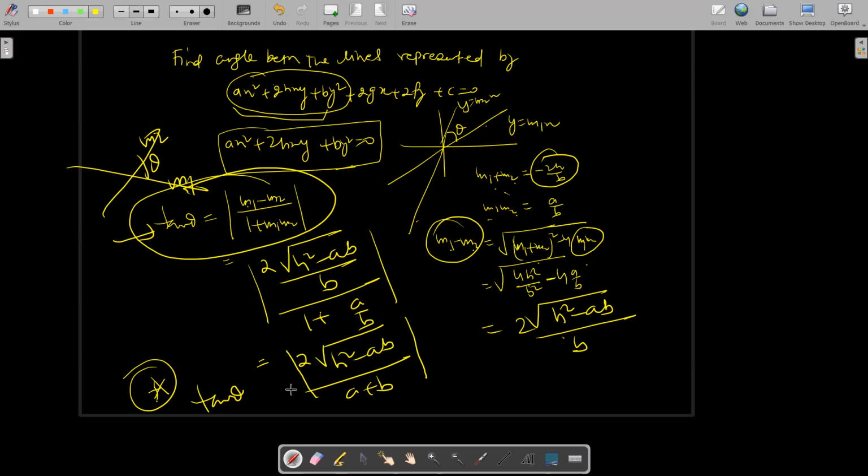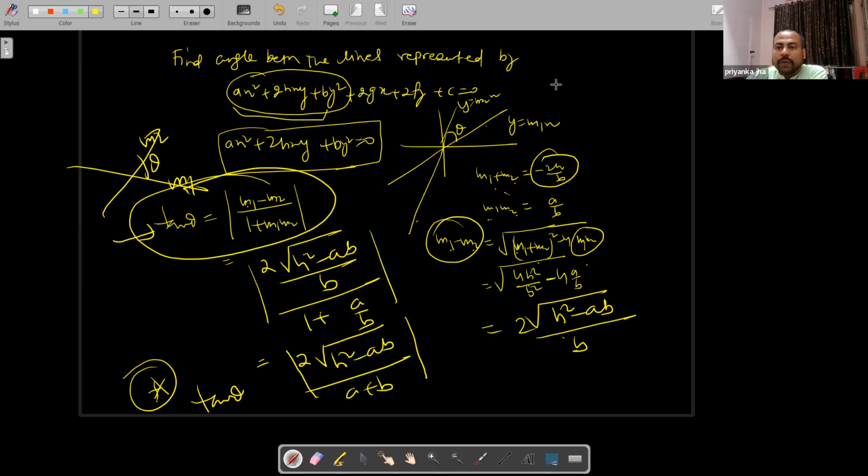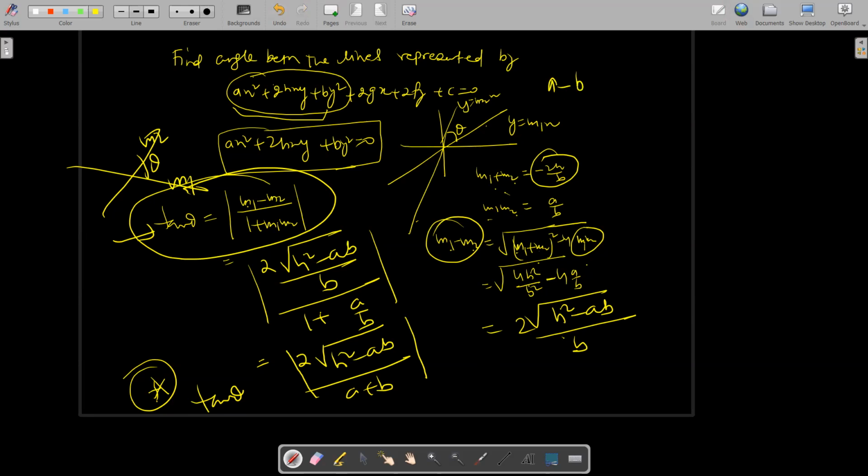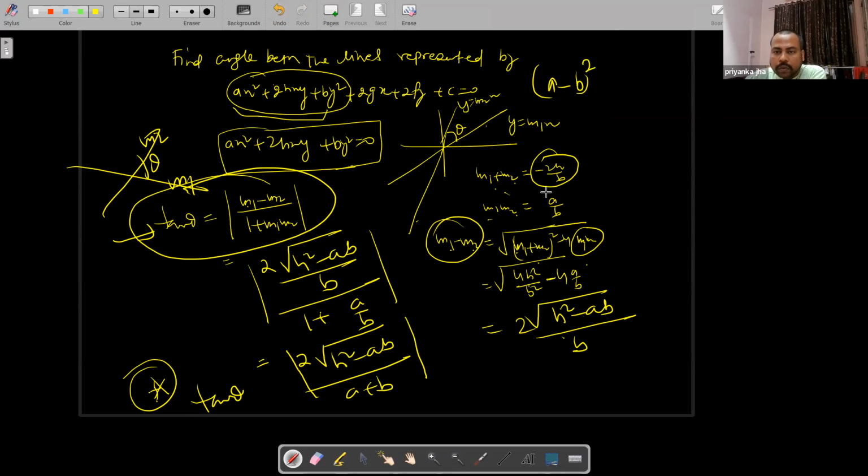So is that 4h square by b square or 4? Yes, sir. There. This is a plus b whole square. See, how do you write? A plus... No, a below that, minus. Below that. I know. So this is whole square of this: 4h square by b square minus 4a into b.